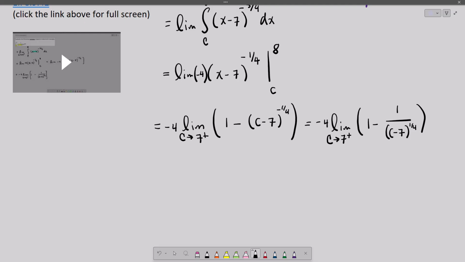So c is going to 7 from the right. Do you see that c minus 7 is then always positive? Right, because we're coming in from the right, so 7.1, 7.01, 7.001. This will always be positive. It's going to 0, but it's going to 0 through positive numbers. So that makes this whole part here, to the right of the minus sign, go to positive infinity.